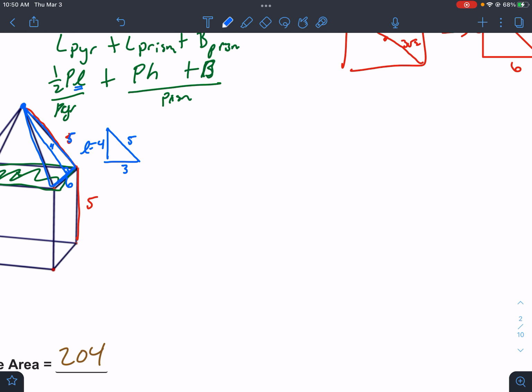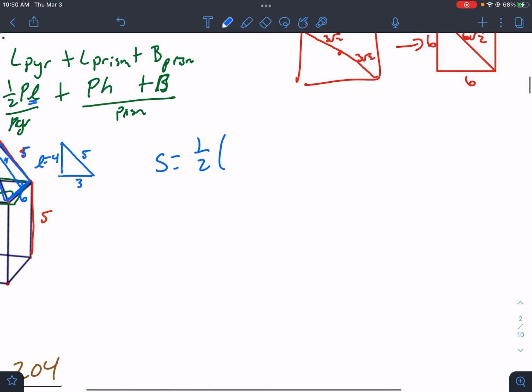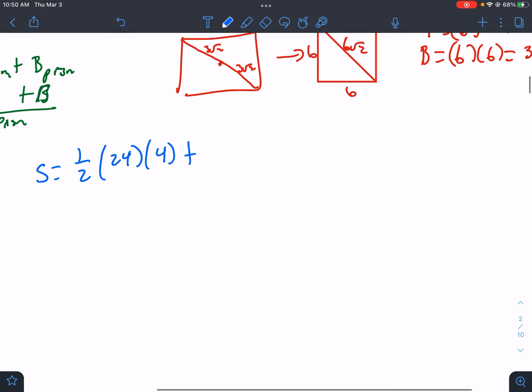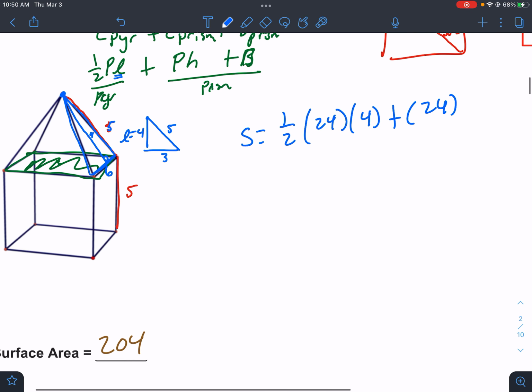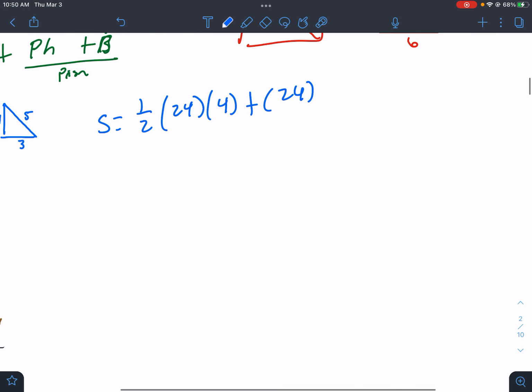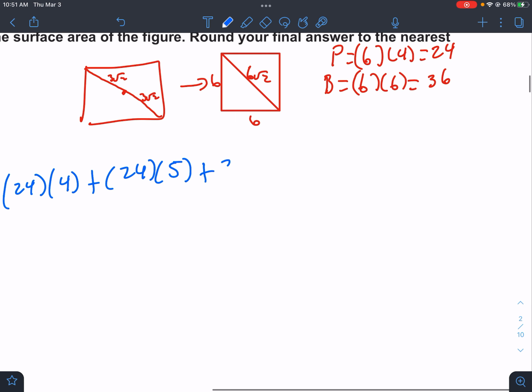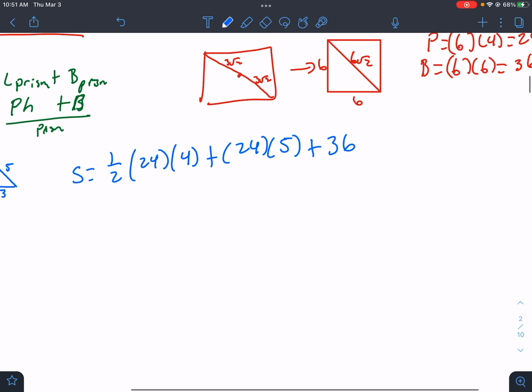So, our answer is going to be 1/2 times the perimeter, which we got earlier, 24, times the slant height, which is 4, so that's the pyramid, plus the perimeter 24 times the height of the prism, which would be 5, so 24 times 5 on the prism, plus 1 base, which is 36.